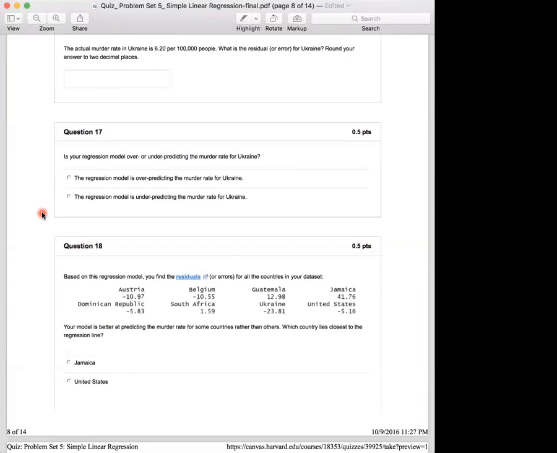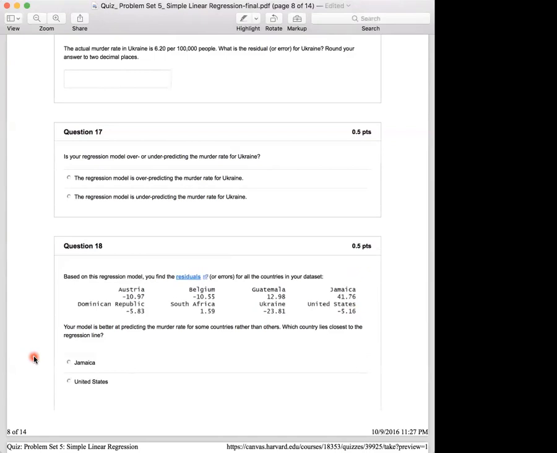It looks like most have negative residuals, 1, 2, 3, 4, 5, and 3 have positive residuals. However, one of those positive residuals is quite high. If you look at Jamaica, it's about 42. So we state that your model is better at predicting the murder rate for some countries than for others. That's true.